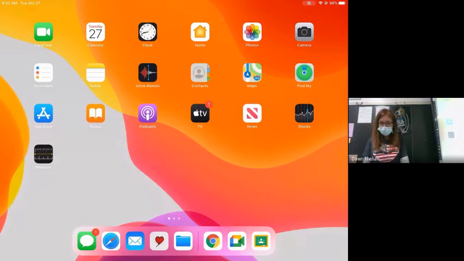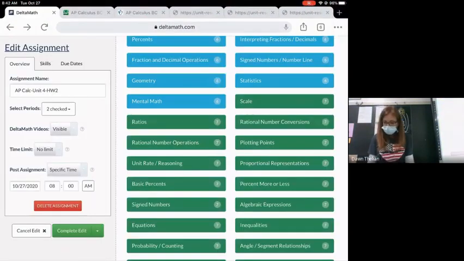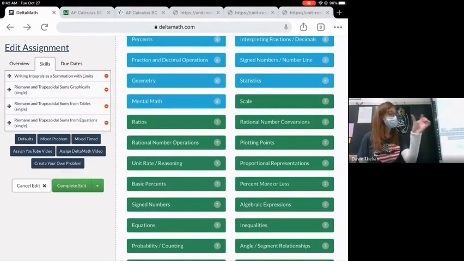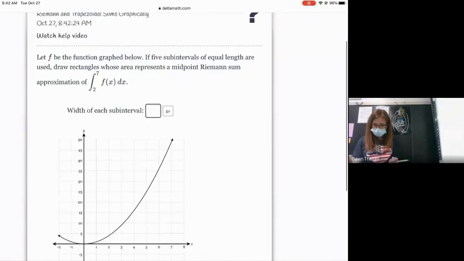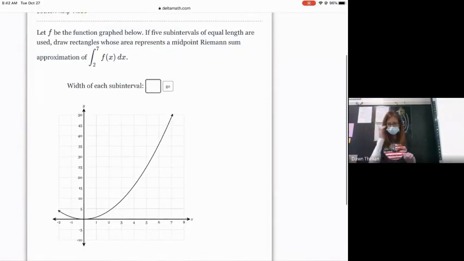Remember that you do have the videos that you can watch to help you out, but a couple of the first ones are going to be the same review like you did last night, but the next one specifically, the graph ones, I want to show you one of them. So here's an example. It says, let f be a function graphed below. If 5 subintervals of equal length are used to draw rectangles whose area represents a midpoint Riemann sum, and then it gives us the integral from 2 to 7.